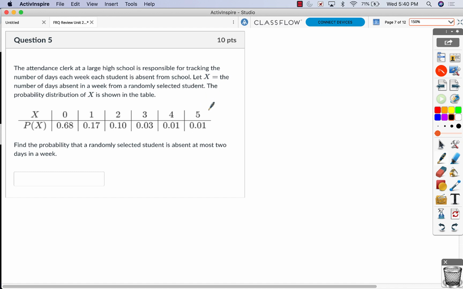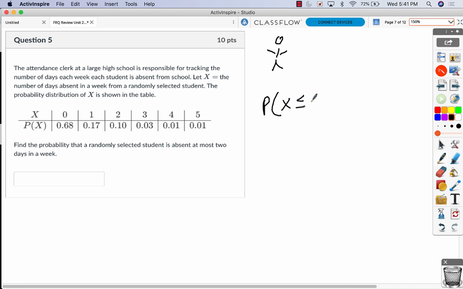Okay. So they're going to track the attendance for each student absence from school. X is the number of days absent in a week for a randomly selected student. Okay? So if you pick one person, they have a 68% chance of being there every day. They have a 17% chance of being absent one day. This is the chance.